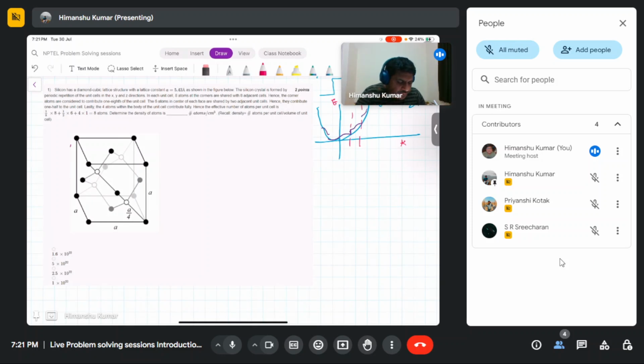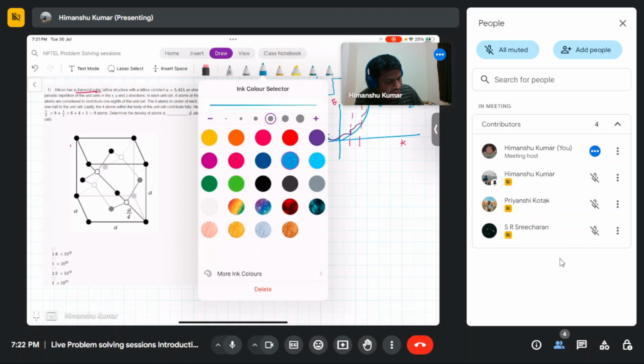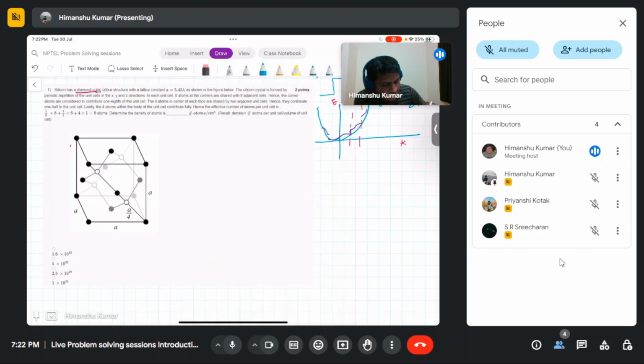The first problem talks about silicon having a diamond cubic structure. You might have heard what diamond cubic means, so let me give an outline of what diamond cubic means and what diamond is doing in silicon.